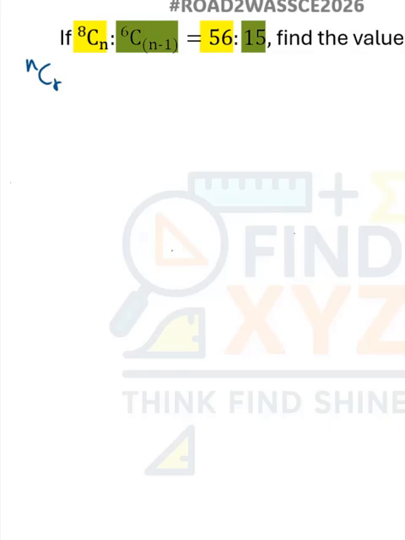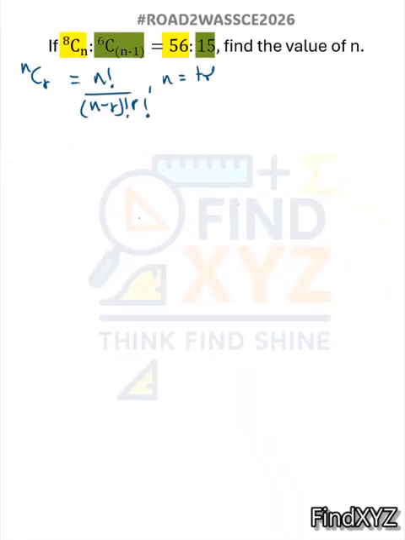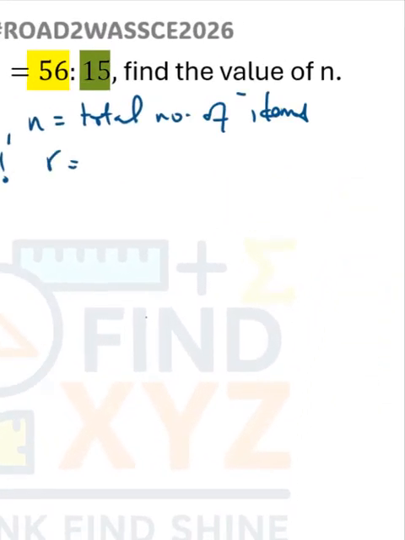So we want to know the number of ways of choosing r items from n items. Now, r is always less than or equal to n. You can't pick 5 objects from 4 objects. You get it? So take note of that. How do we express this? We express this as n factorial divided by n minus r factorial times r factorial. This is how to express a combination, where n refers to the total number of objects and r refers to the number of items we are selecting.